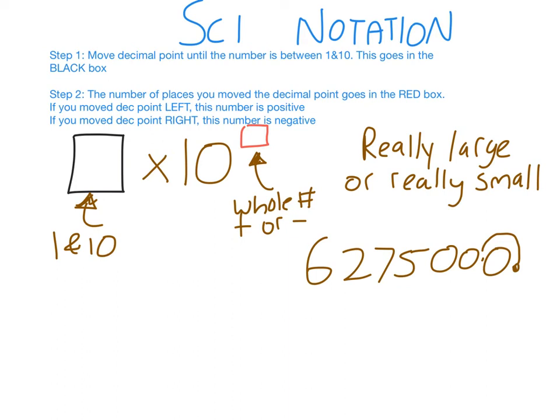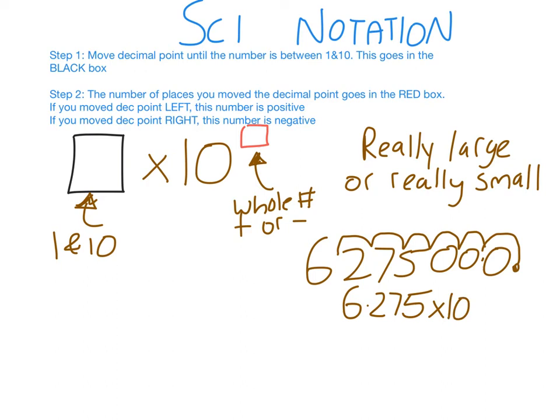It's 627,500. So I need to move it again, to the second spot now, 3, 4, 5, and if I move it 6 spots, the number becomes 6.275. That's a number between 1 and 10. So that is the number that goes in the black box, the number that goes at the start. And it's always times 10 to the power of something.